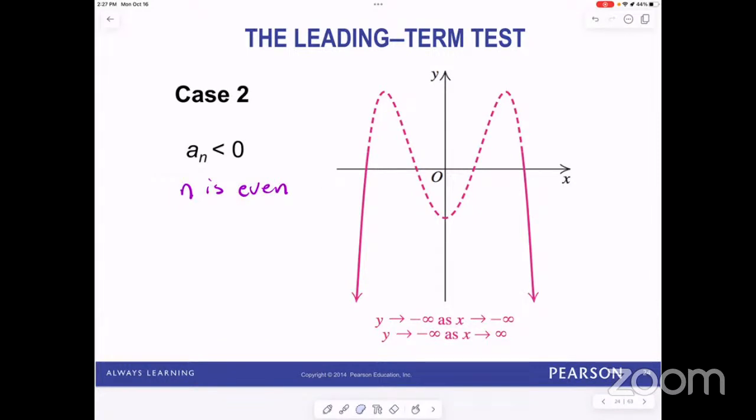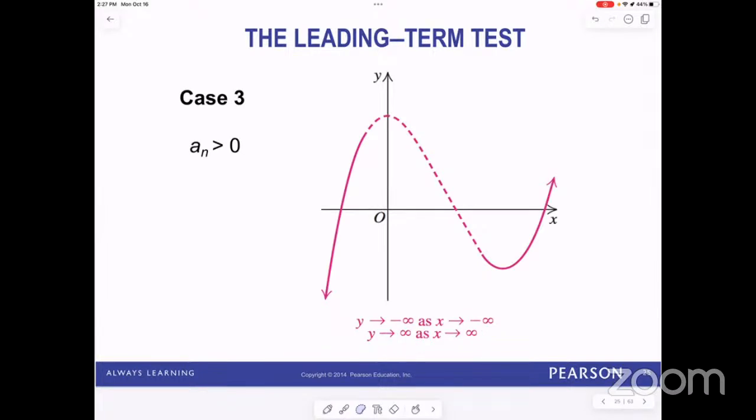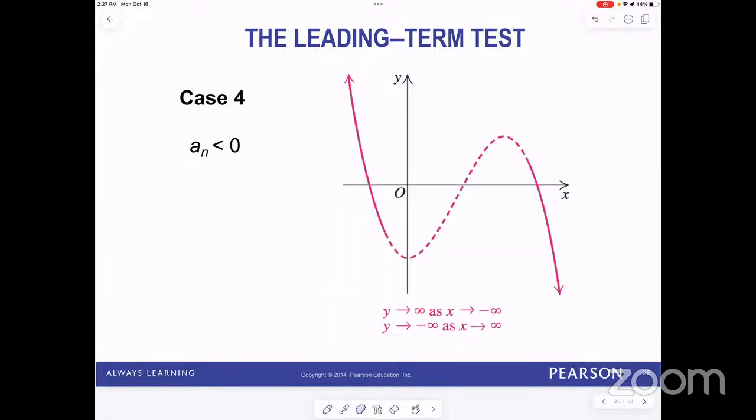Now the leading coefficient is positive, but now our n is odd. So up to the right, and the other side does the opposite, so it's going to go down to the left. Up to the right and down to the left. And then the last case is where our leading coefficient is negative and n is odd. So it should go down to the right and up to the left. Again, this has no bearing on what happens in the middle. This just gives us information about the long-term behavior of the graph.